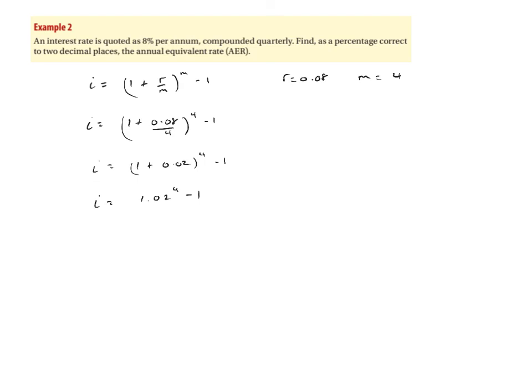Whack that into your calculator, and you get I is equal to 0.0824316, and that means that your interest rate, to 2 decimal places, is going to be 8.24%. Again, slightly more than the given rate of 8%, because instead of doing it per annum, we're doing it quarterly, which means there's going to be slightly more interest on it.